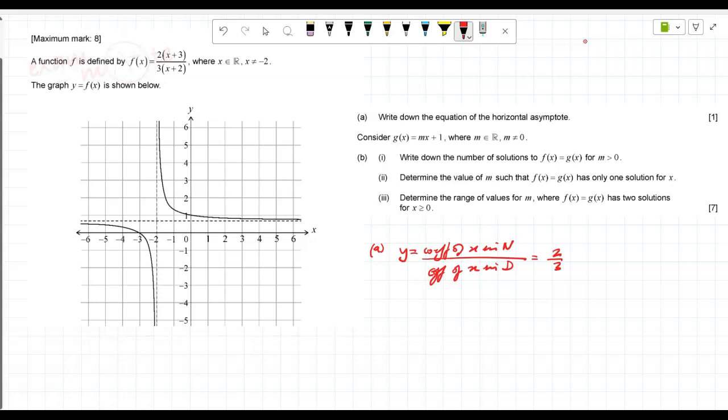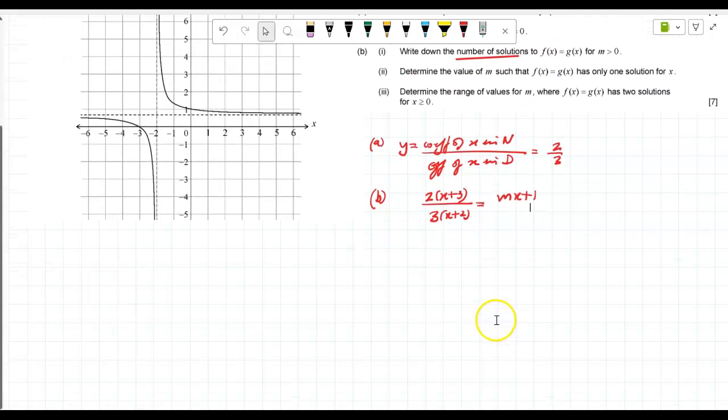Then consider g(x) equals mx plus 1. Write down the number of solutions, for which you have to work with the discriminant, f(x) equals g(x). So (2x plus 3) upon (3x plus 2) is equal to mx plus 1. Correct? That's what we do, that gives the number of solutions. So simplify this to get your quadratic.